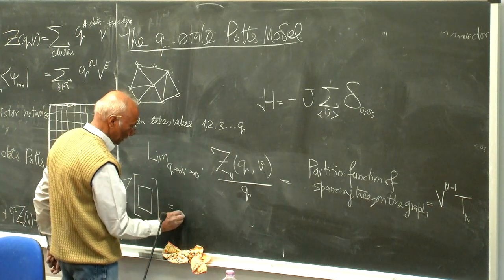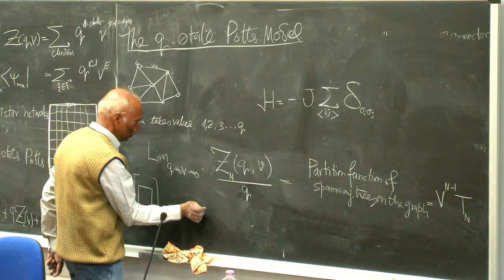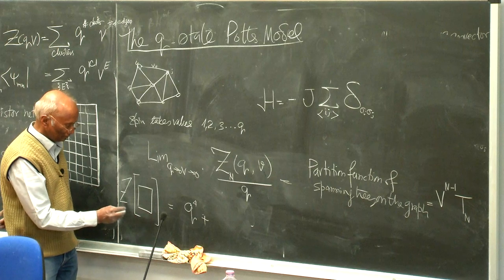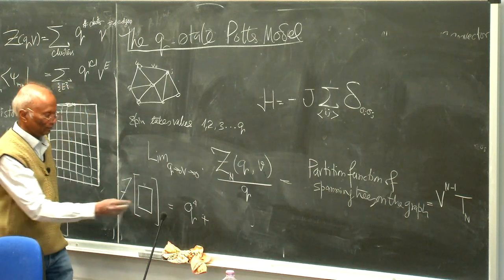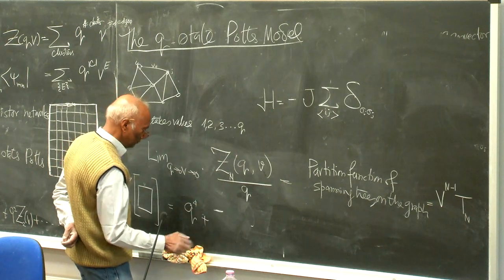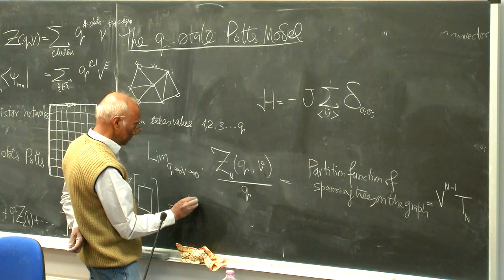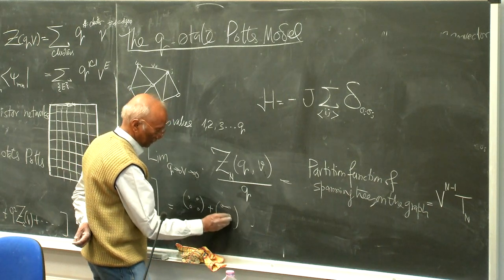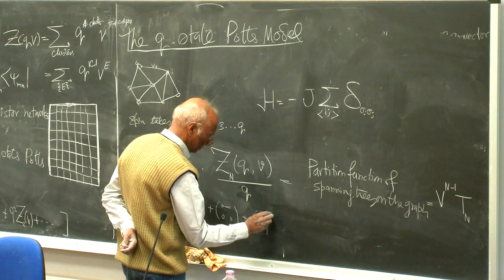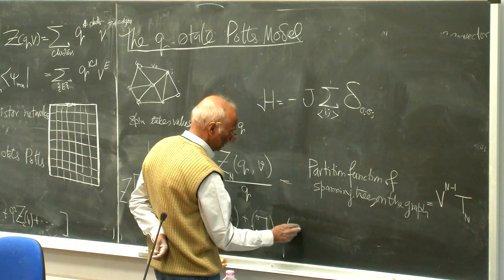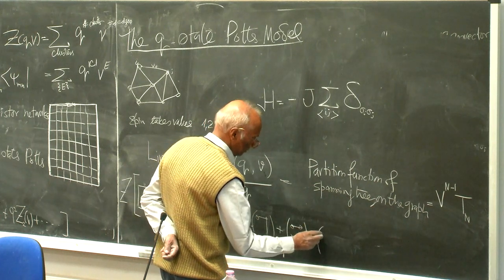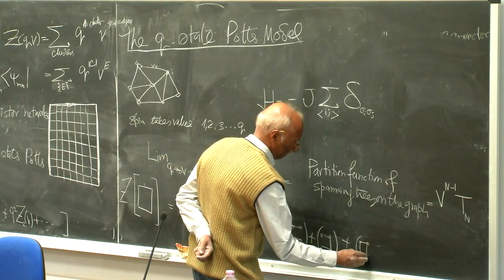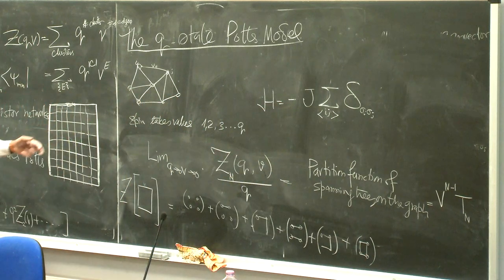There is one term where nothing is present. That is called Q to the power 4, plus. Then there is a term where one edge is present, like that. Some edge like this. Let us write it first in graphs, then we'll write it in weights. There is some term like this, plus some term like this, plus some term like this, plus some term like this, plus some term like this. Is that clear? I haven't missed anything.